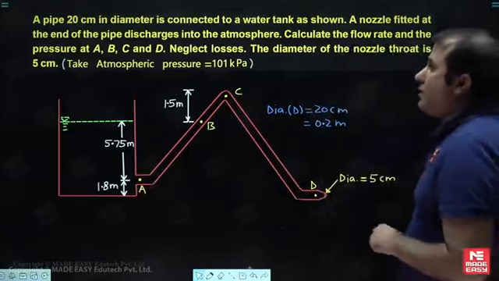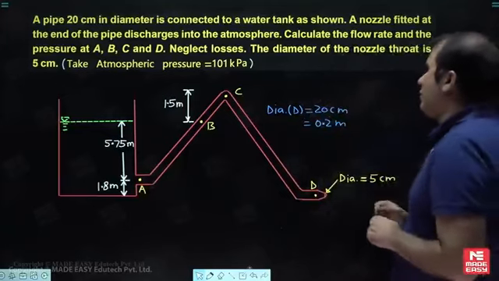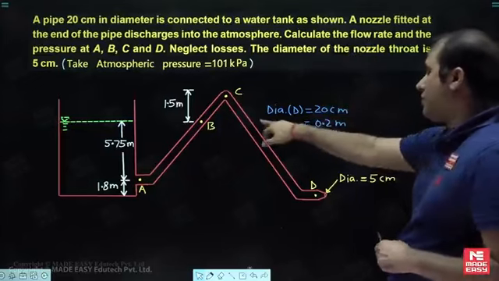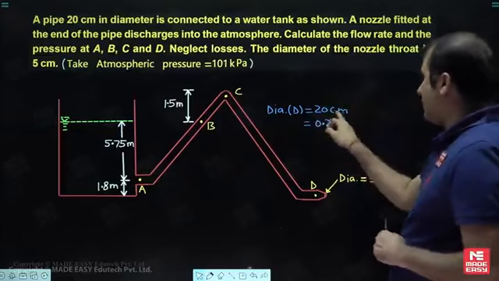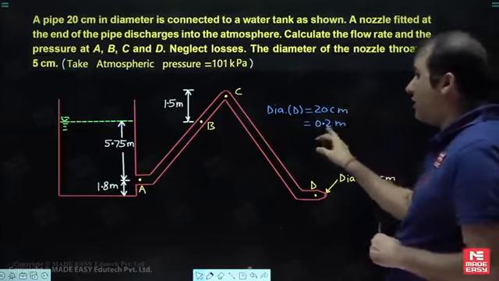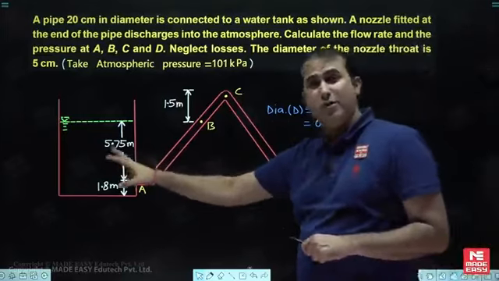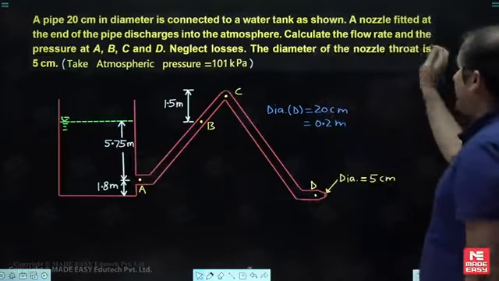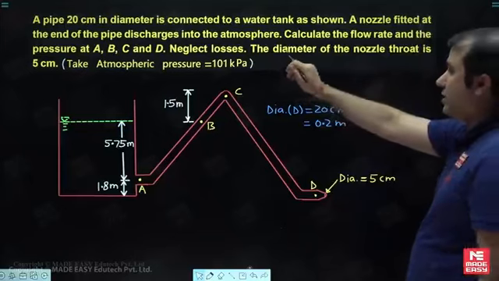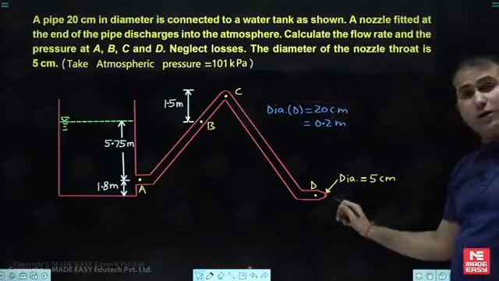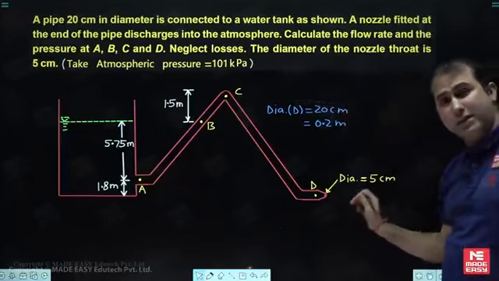A pipe of 20 centimeter in diameter is connected to a water tank as shown in the figure. This is the pipeline, and the diameter of this pipeline is 20 centimeter, that means 0.2 meter, and this is connected to this water tank. A nozzle fitted at the end of the pipe discharges into the atmosphere. That means here we have a nozzle fitted at the end of the pipeline, discharging into the atmosphere.